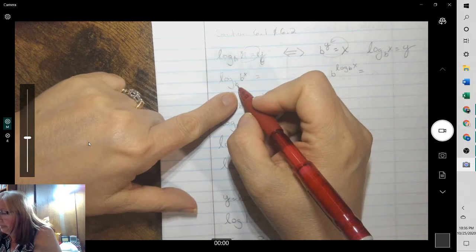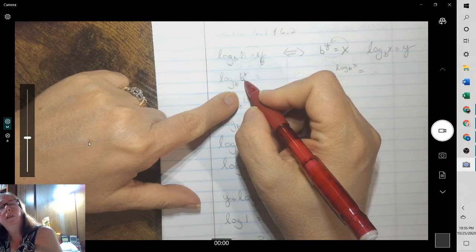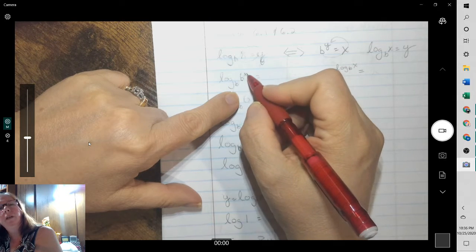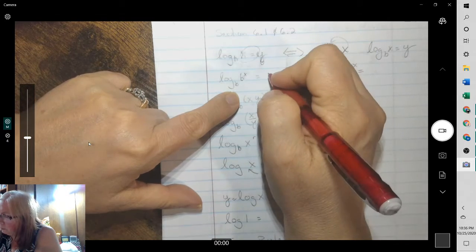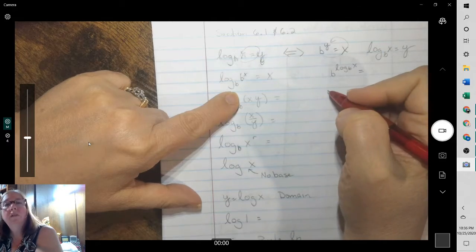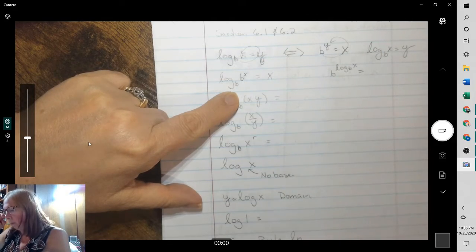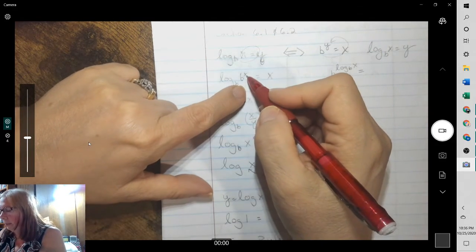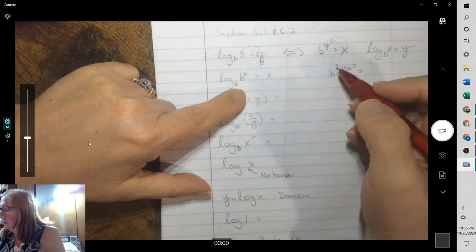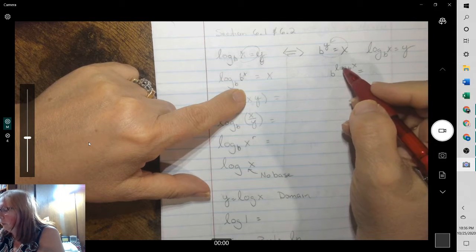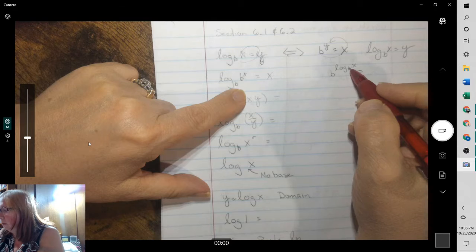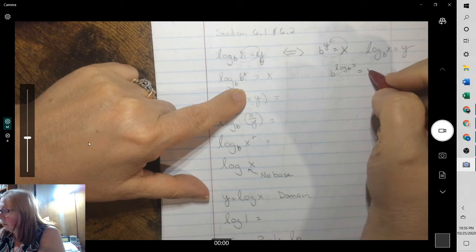When we have a base and what we're taking the log of is both the same, it leaves the exponent because they're inverses. Log base b of b to the x is x. The same thing as if we have b to the power of log base b of x, it's x.